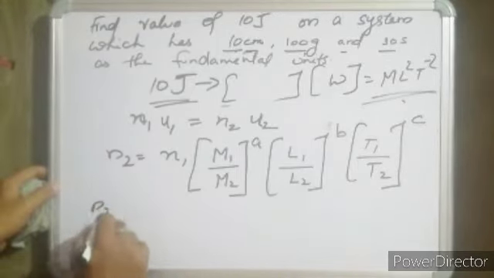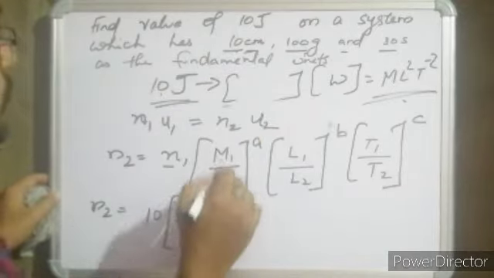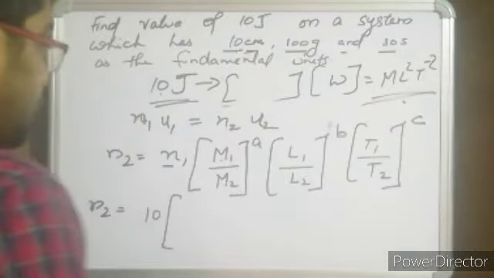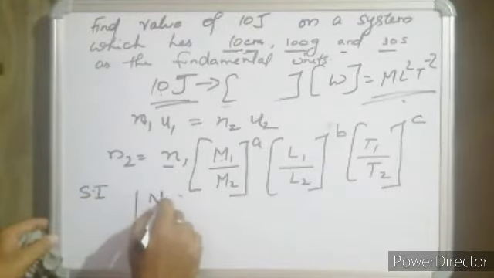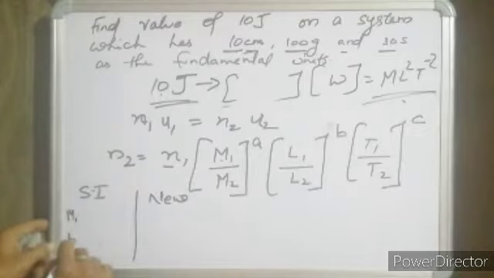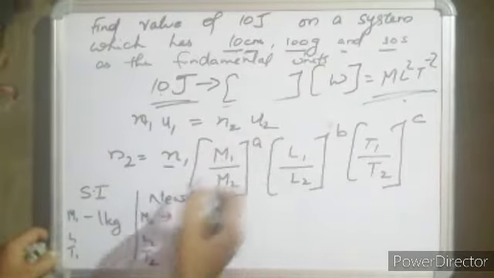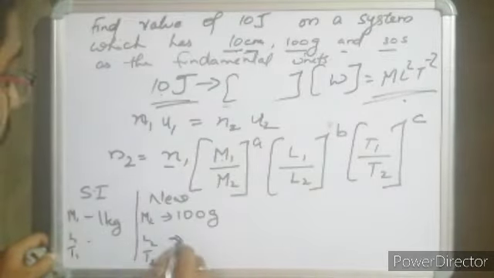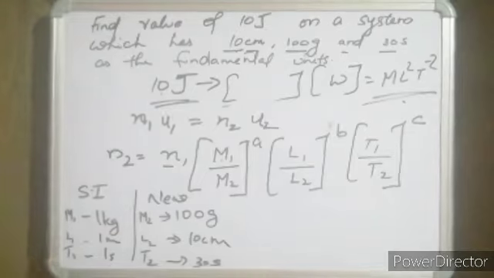So we will be using these particular powers in the final part, right? So here n2 is equal to n1, which is already given as 10, into M1. This is in the SI unit system, so that means 1 kilogram. So we take the SI system and a new system, so your M1, L1, T1, M2, L2 and T2. Here M1 is 1 kilogram, but M2 should be 100 gram, and L2 should be 10 centimeter and T2 should be 30 second, whereas L1 is 1 meter and T1 is 1 second.